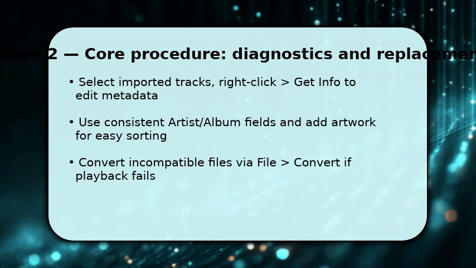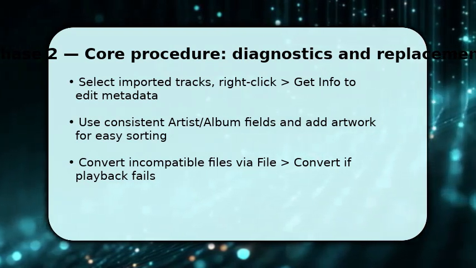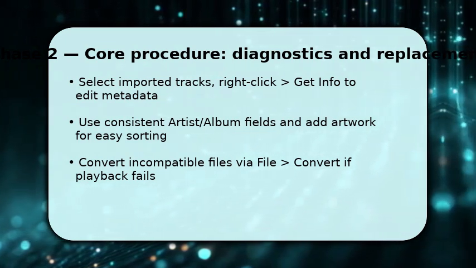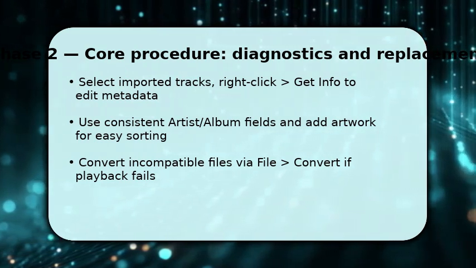Next, you clean up metadata so the Music app recognizes tracks correctly. Select multiple songs and choose Get Info to set artist, album, and genre. Consistent tags make playlists and searches reliable. Add artwork to help identify albums quickly.